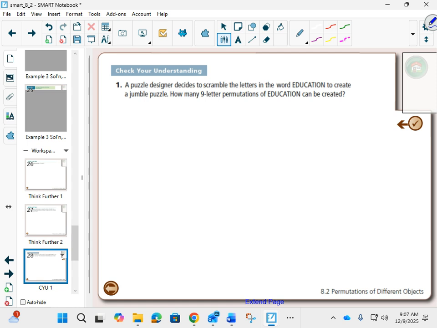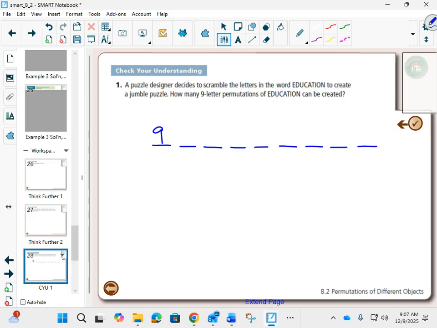So one thing we could do is we could just do our spaces from before. You would have 9 decisions to make. And so with the fundamental counting principle, we make a space for every decision that we have to make. And if we're scrambling these letters, then we put the number of choices into each space. Now, with education, you have 9 letters, so you would have 9 choices. One of those 9 letters is going to be first.